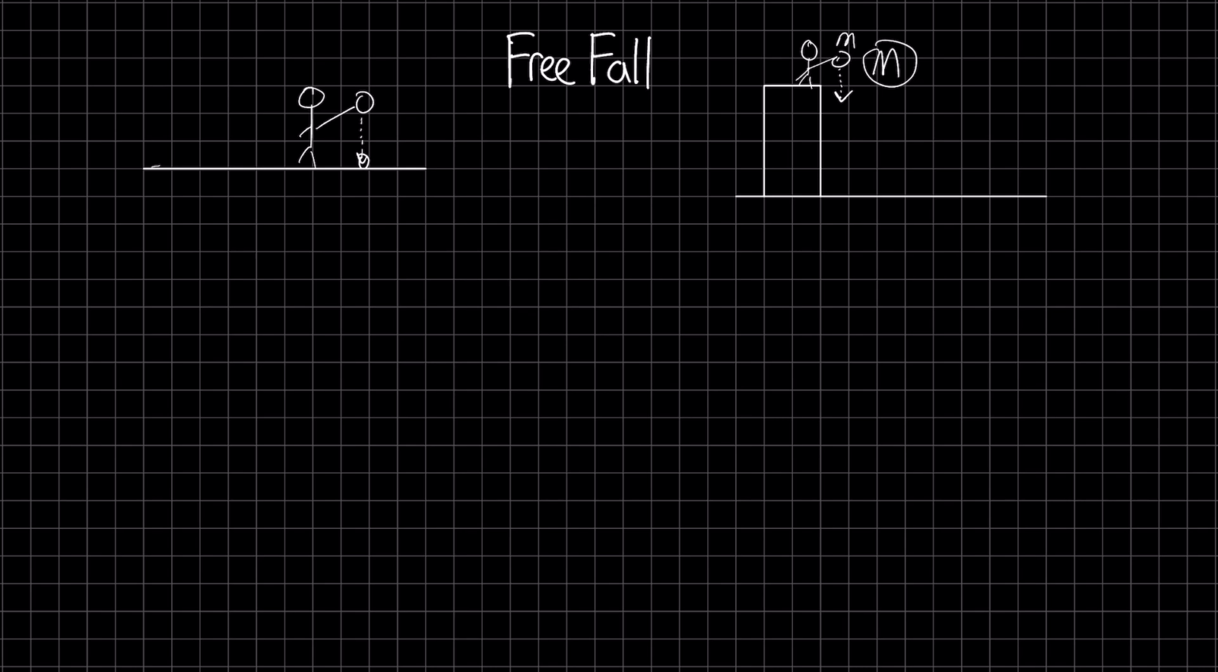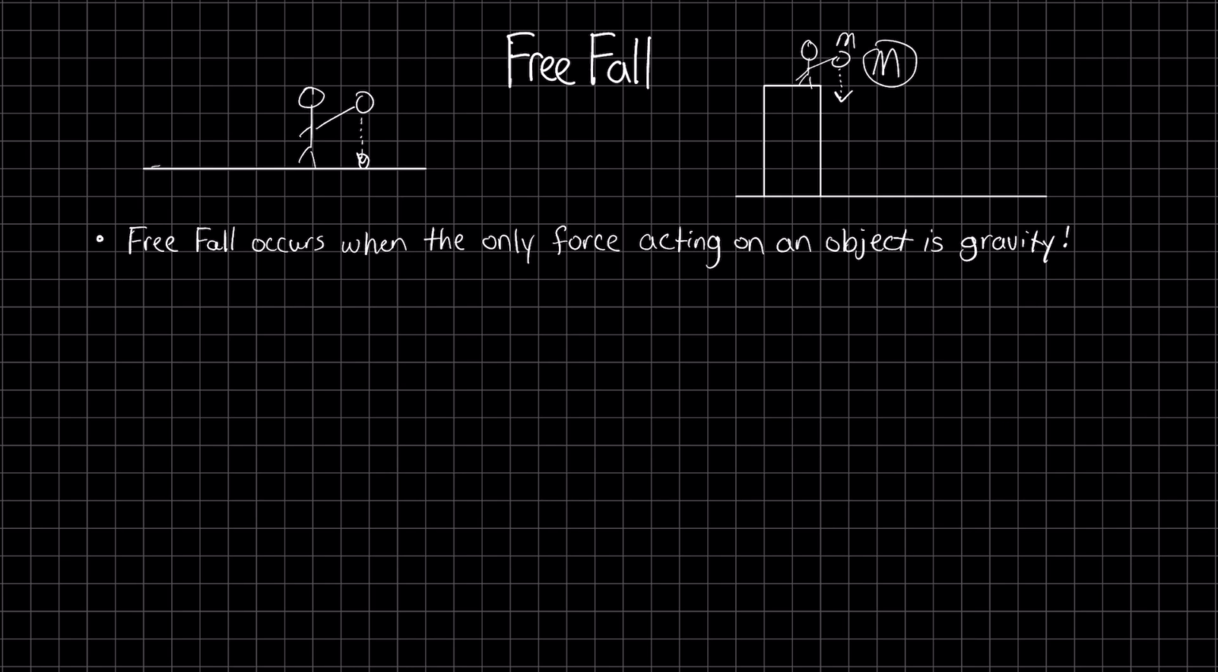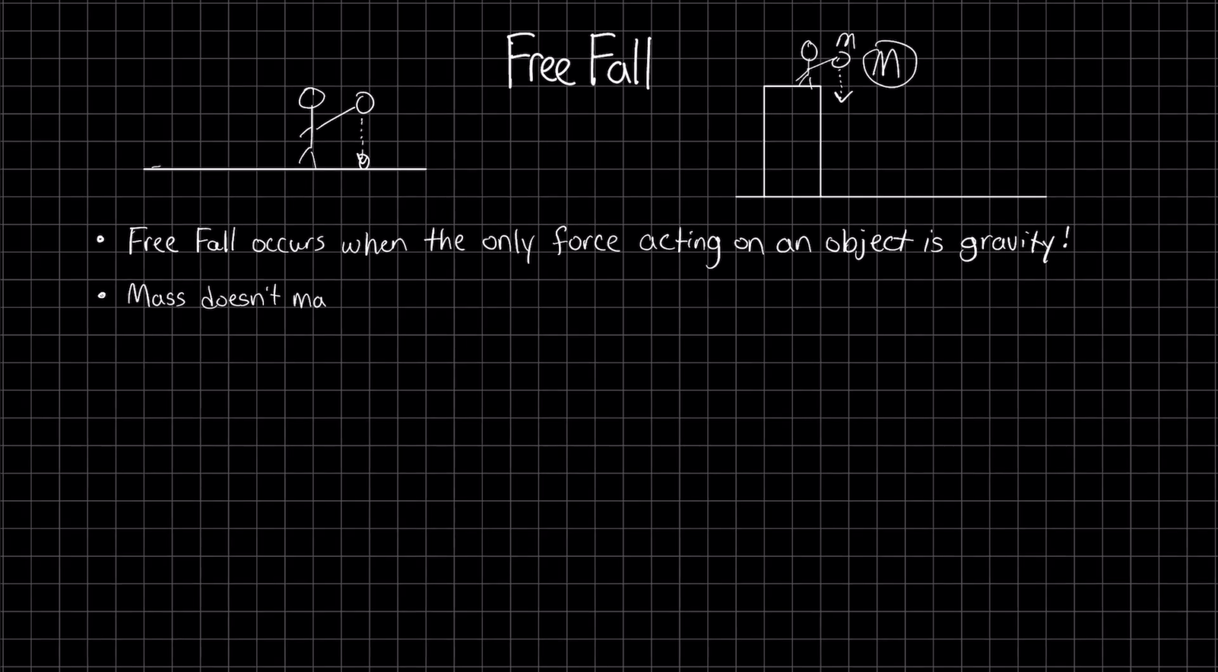So here's the key idea. In free fall, the only force acting on an object is gravity, and all objects, regardless of their mass, accelerate at the same rate when falling, and that is approximately 9.8 meters per second squared. So that's what free fall is. Free fall occurs when the only force acting on an object is gravity. And another key idea for us is that mass does not matter. So it doesn't matter how large or how small an object is. The mass will not affect the rate at which an object accelerates. So the acceleration for the small rock and the big rock are the exact same.